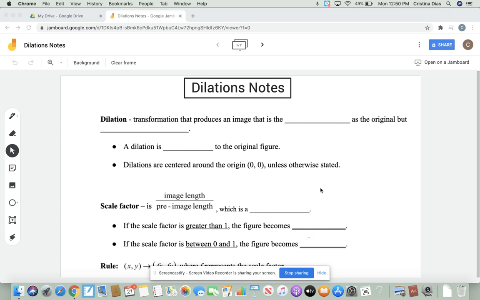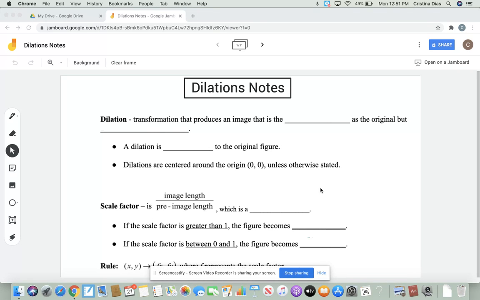Hi everyone, it's Mrs. Carneiro-Dias, and today we will be learning about another type of transformation called dilation. Previous to today, we have already learned 3 different types of transformations, which were all rigid, meaning that they produced congruent figures: translation, reflection, and rotation. Today, we're going to be talking about dilations.